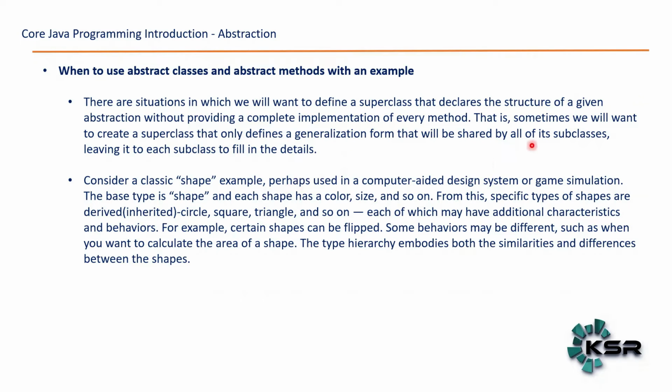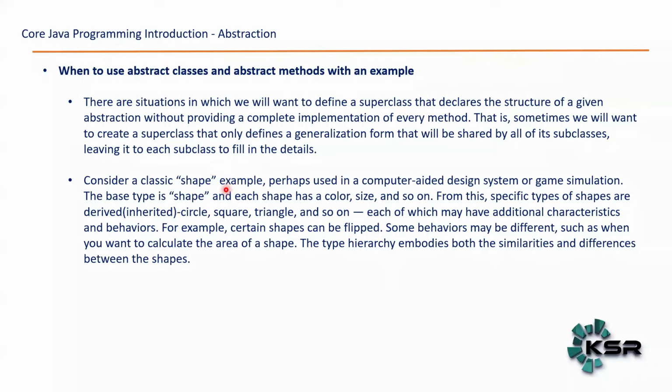It will be shared by all of its subclasses, leaving it to the subclass to fill in the details. So for the child class, I'm going to tell that they are going to do this particular course or whatever. The definition is up to the boy and girl to decide what course they have to do. Parent will say, you go and study for higher studies, a UG, PG or whatever.